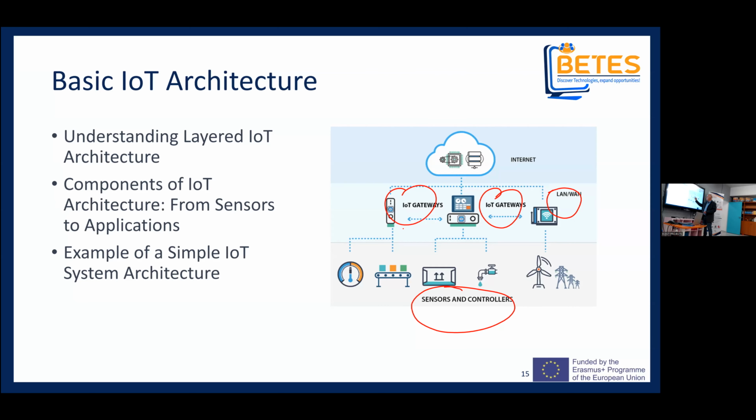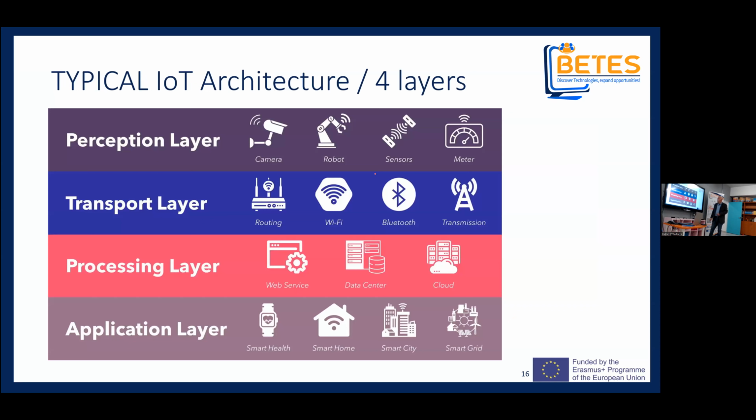So the sensors connect to the gateways. And then these gateways connect to the cloud, to the internet. These are called layers. First layer, second layer, and third layer. So a typical Internet of Things architecture consists of the following.